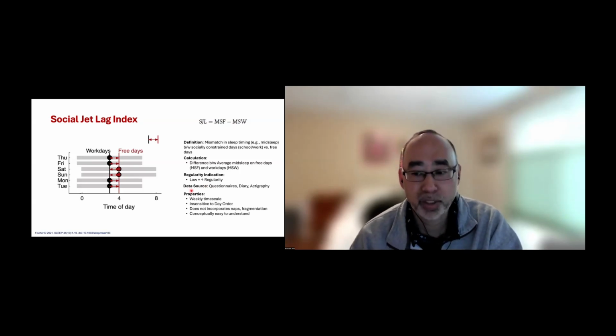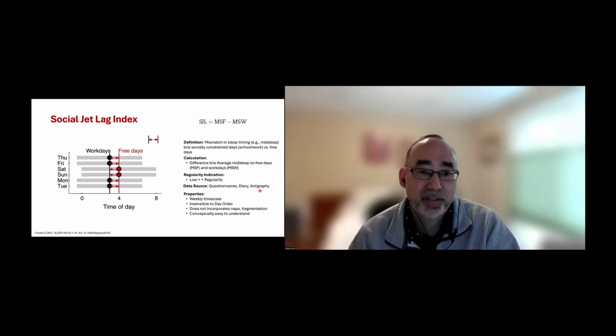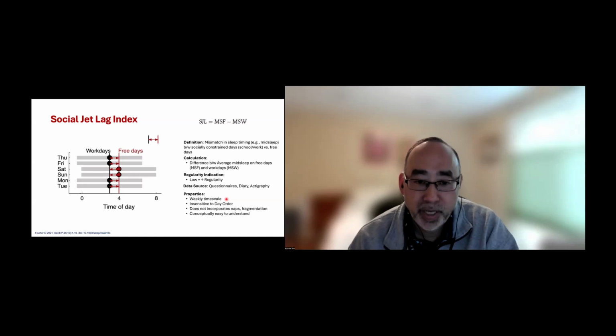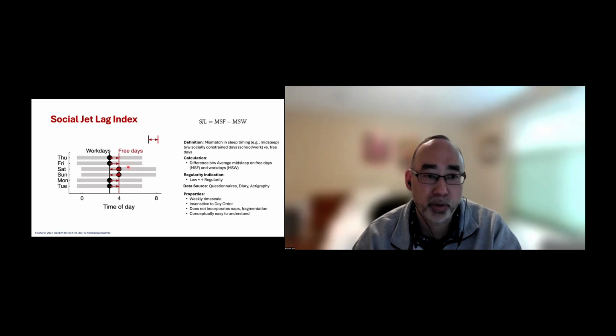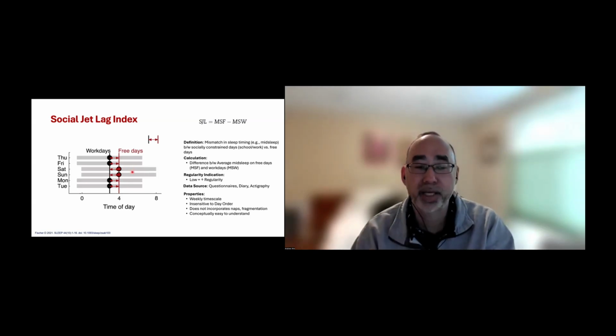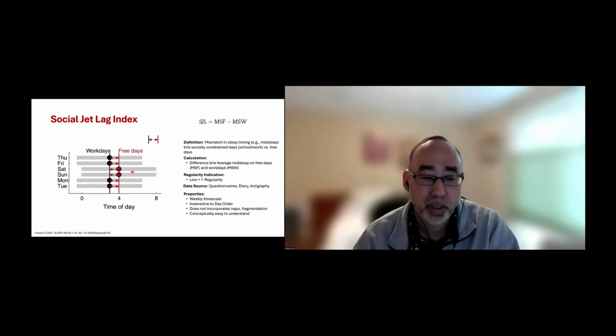How you do this can be done in a number of ways. You can incorporate just questionnaires. A number of studies have used questionnaires just to derive the social jet lag index. Some have used diaries, others have used actigraphy. The property of this is that it is at a weekly time scale compared to the others, which are at a daily time scale. Like the other 2, this is insensitive to day order. So you can mix things up. You can mix up the work days. Obviously, you can't mix between the work days and the free days themselves, but if you mix it up within the work days, or within the free days, you still get the same results. And it does not incorporate naps or fragmentation.